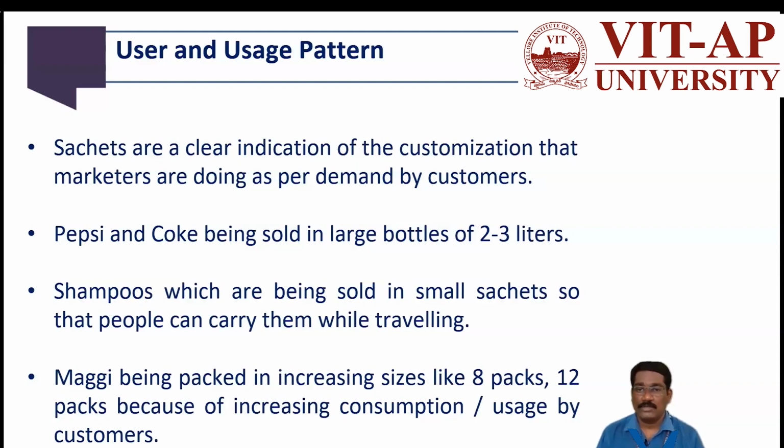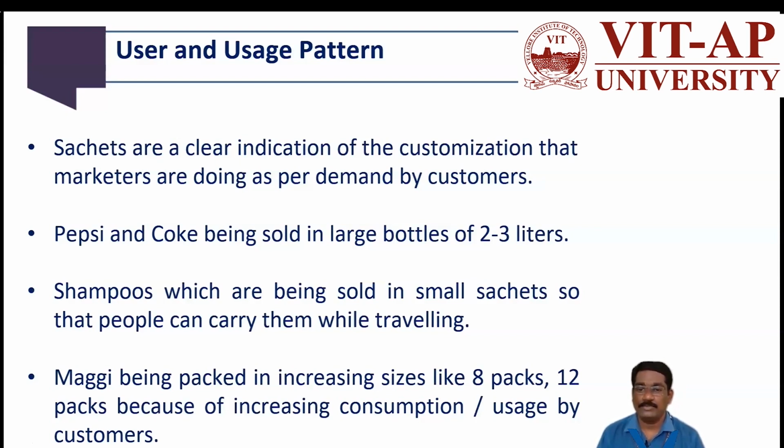They want to build on adaptability, and the usage pattern also varies with those rural and semi-urban customers. So accordingly, they do sachet packing to attract that segment of consumers also. And also, when you look at Pepsi and Coke being sold in large bottles as family packs in urban areas, that is 2 to 3 liters, that is a different kind of usage pattern, and the user is different here.